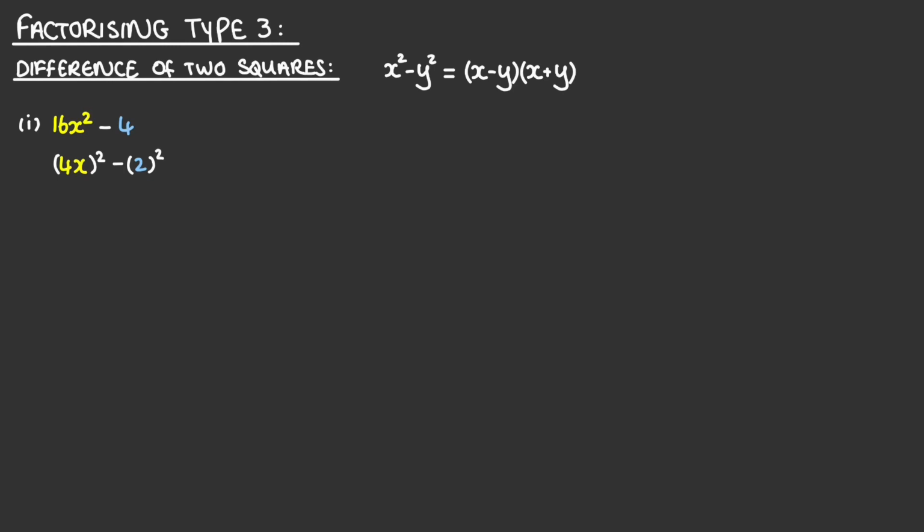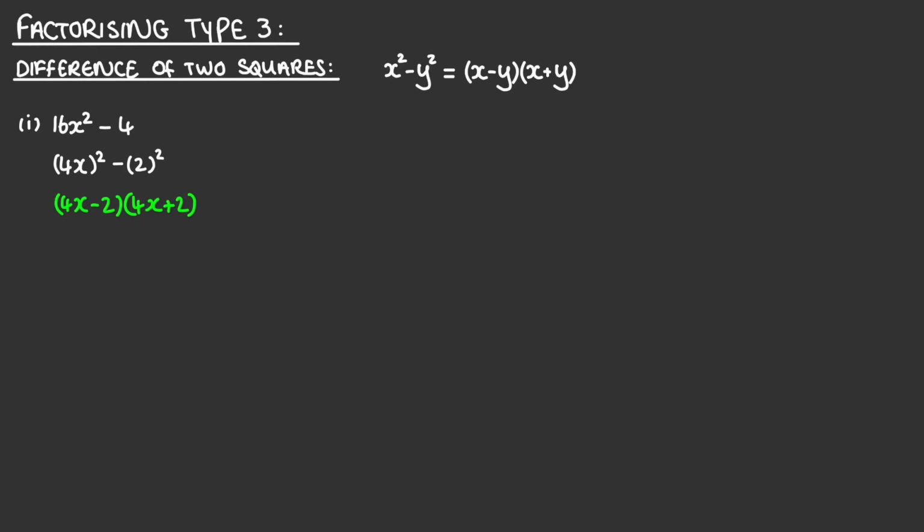Because the square root and the square of a term are opposites, we have not changed the expression by doing this. Now that we have our term in this form, we can use our rule. (4x) squared minus 2 squared is the same as saying (4x minus 2) multiplied by (4x plus 2). So we have arrived at our answer.